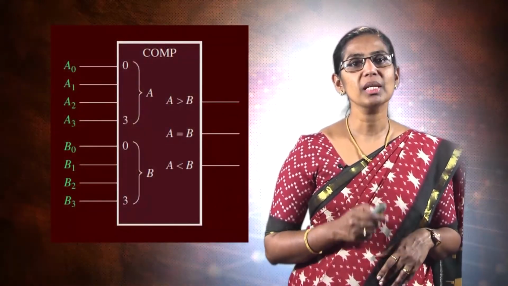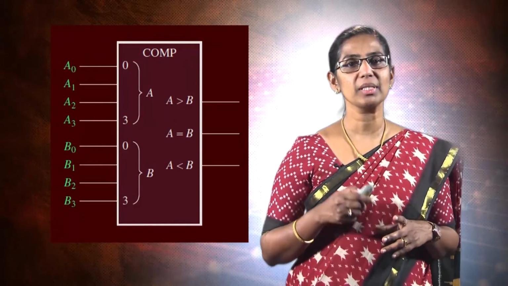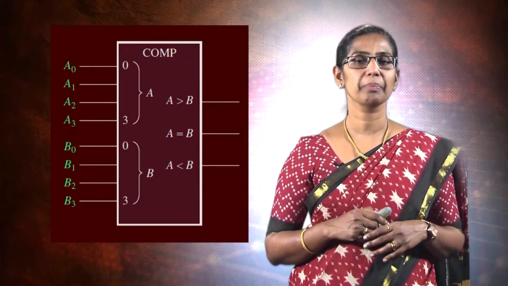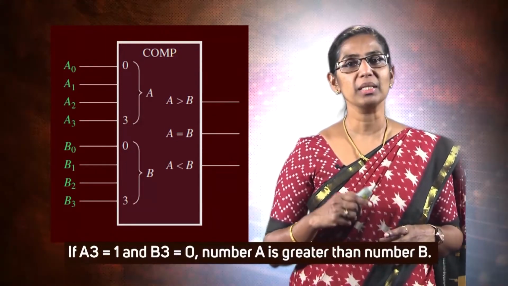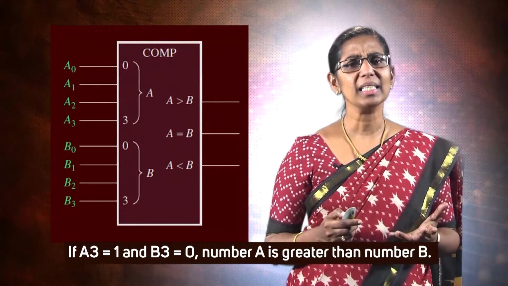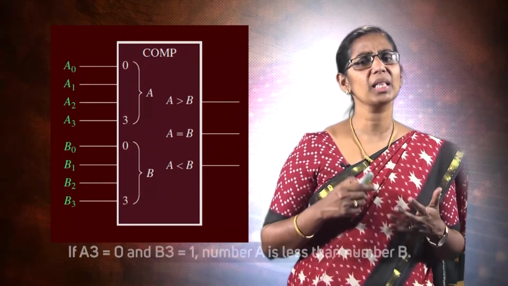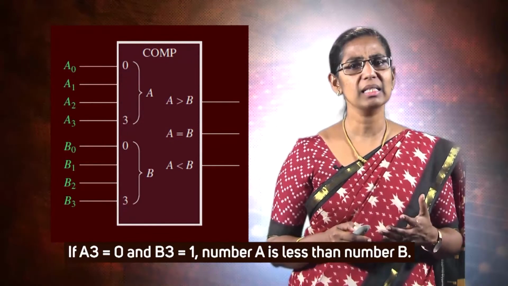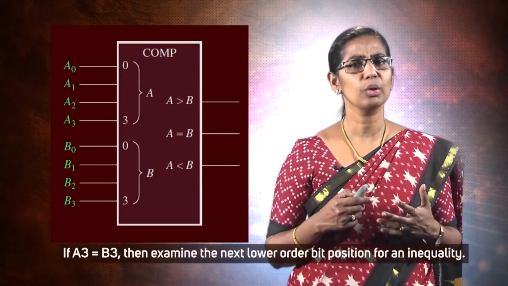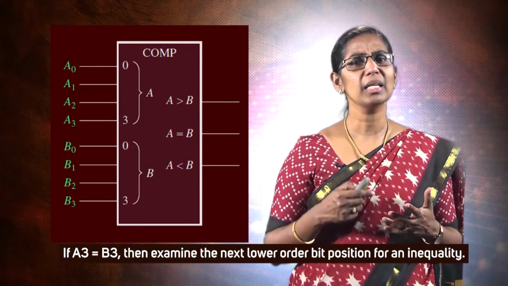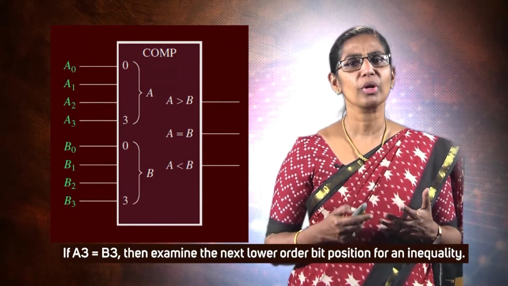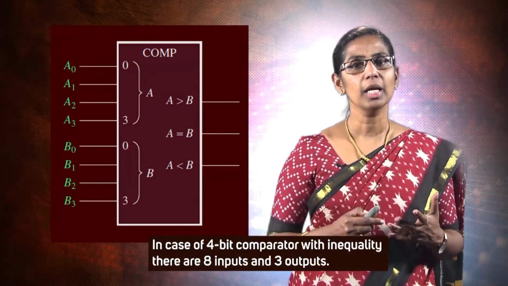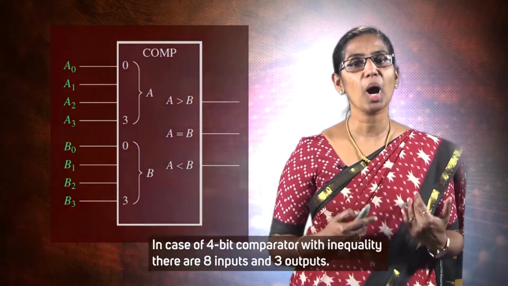Here also, to determine the inequality of binary numbers A and B, we first examine the highest order bit in each number. If A3 equal to 1 and B3 equal to 0, number A is greater than number B. If A3 equal to 0 and B3 equal to 1, number A is less than number B. If A3 equal to B3, then you must examine the next lower order bit position for an inequality. In case of 4-bit comparator with inequality, there are 8 inputs and 3 outputs.